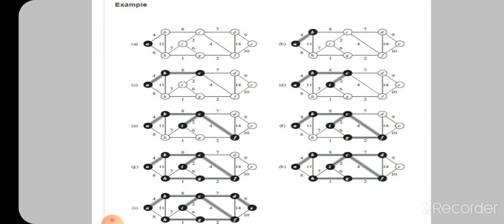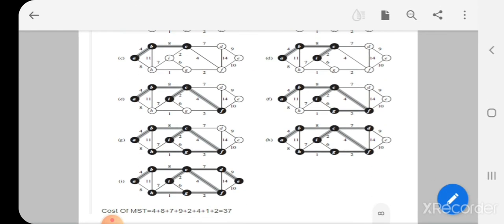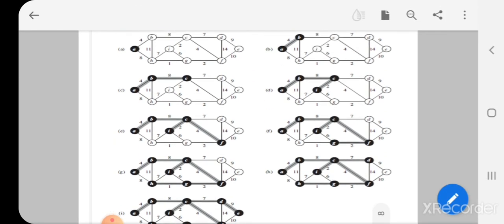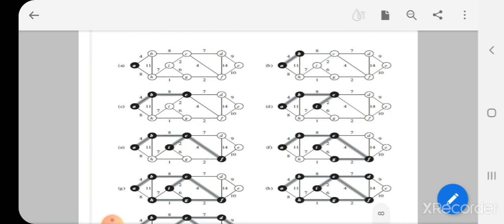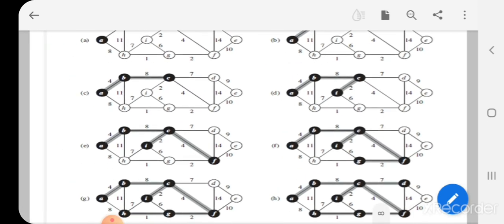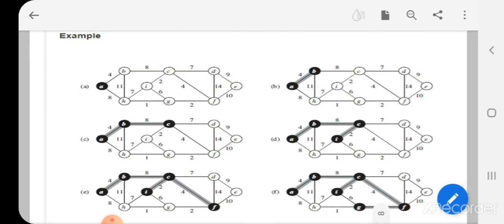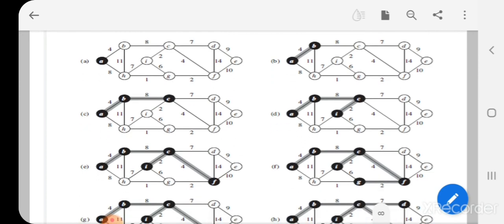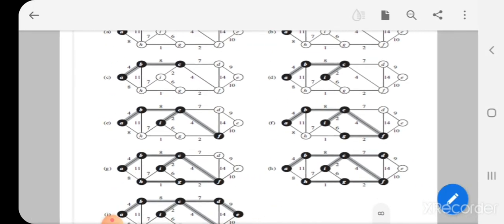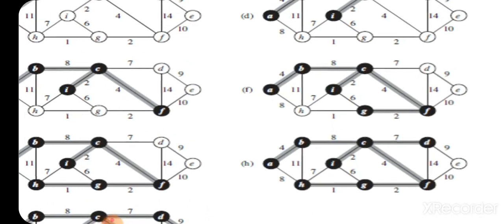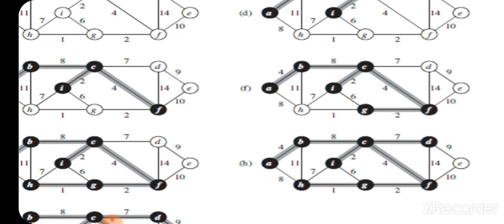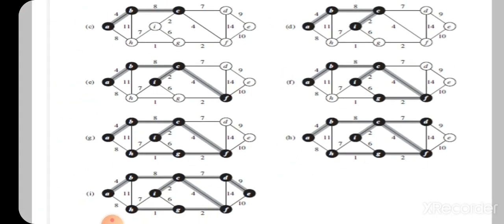Look here. This is the minimum. We will select A to B here, then B to C, then C to I, then C to F, then F to G, then G to H, then we will select D to E.